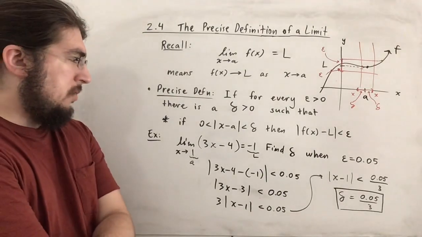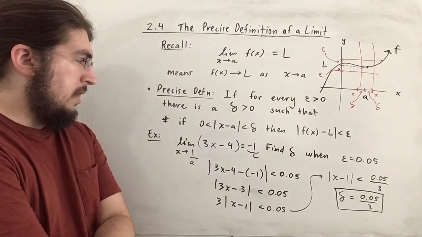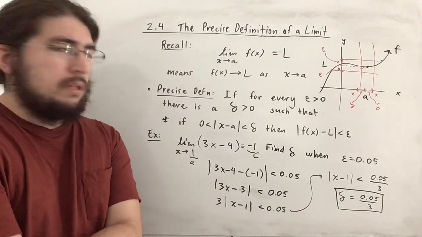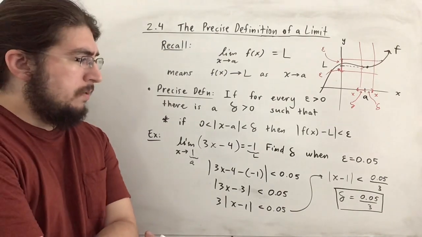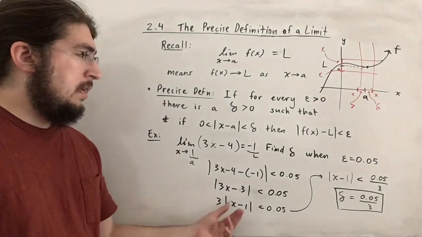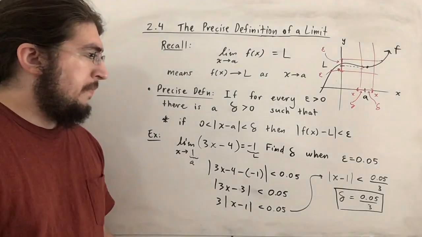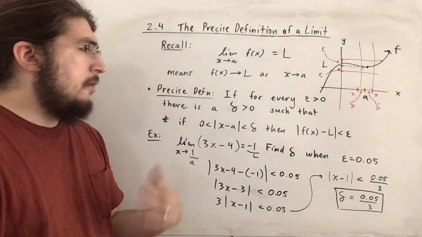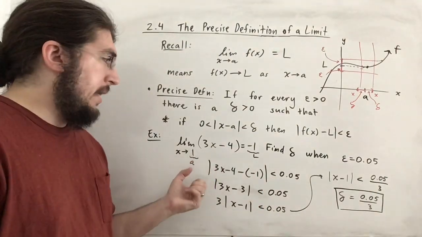So if you want to find a number that's even bigger than this, you certainly can. But the goal is to make delta as small as possible. So this is one example of delta that works, but there are other values of delta that will work as well. But this one I think is good.